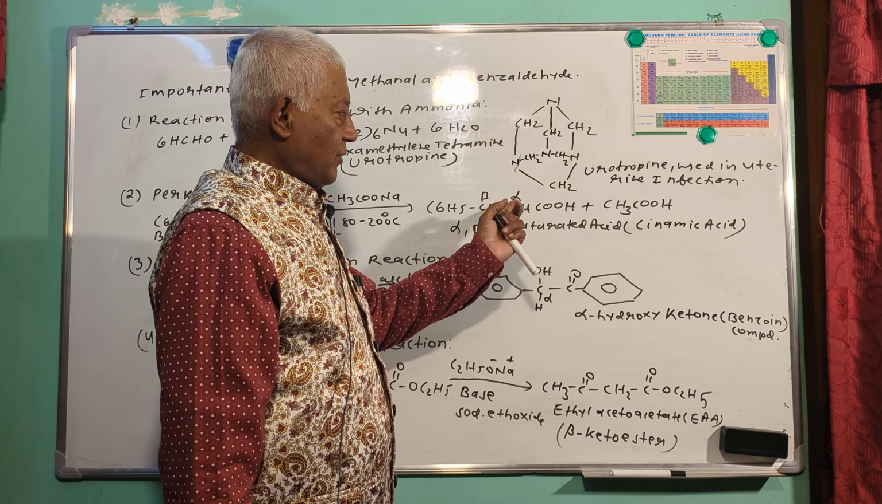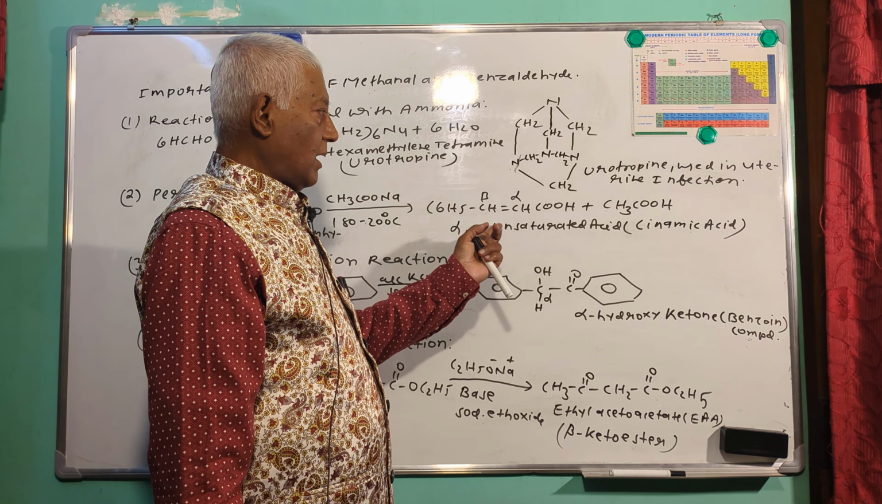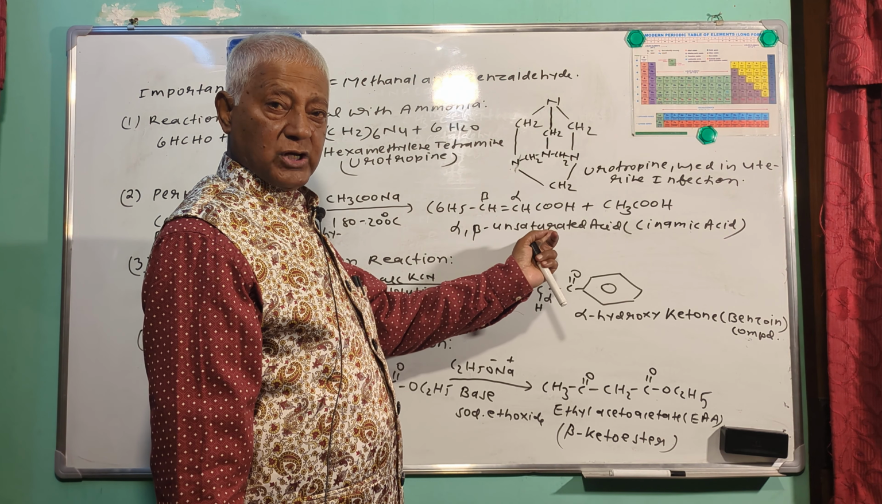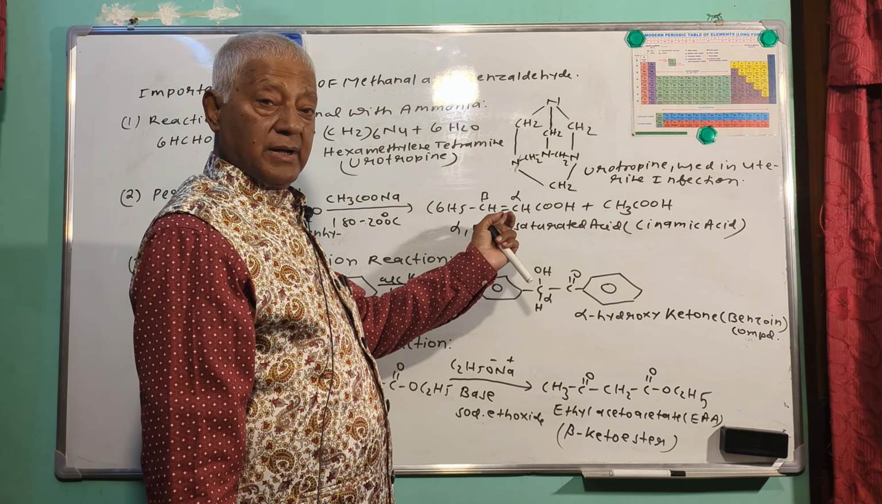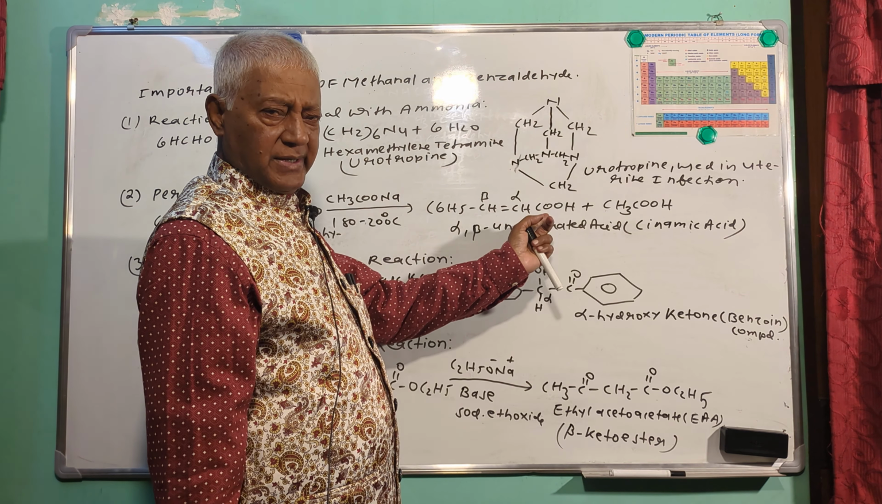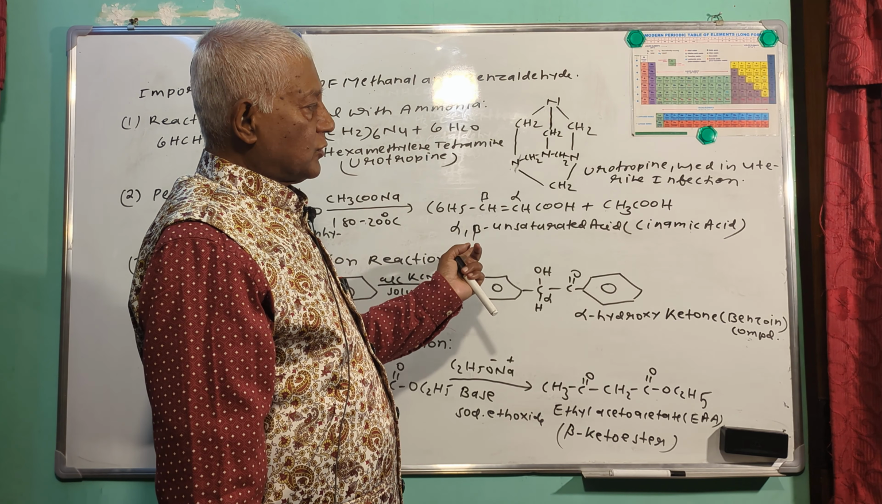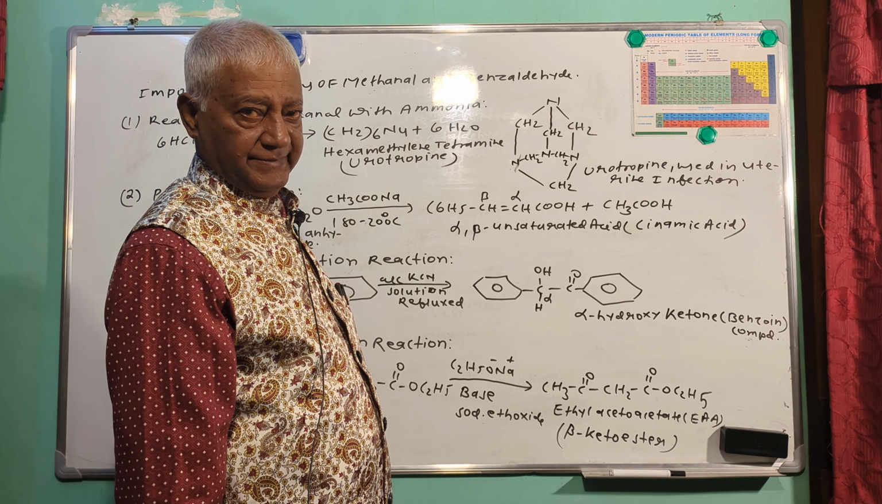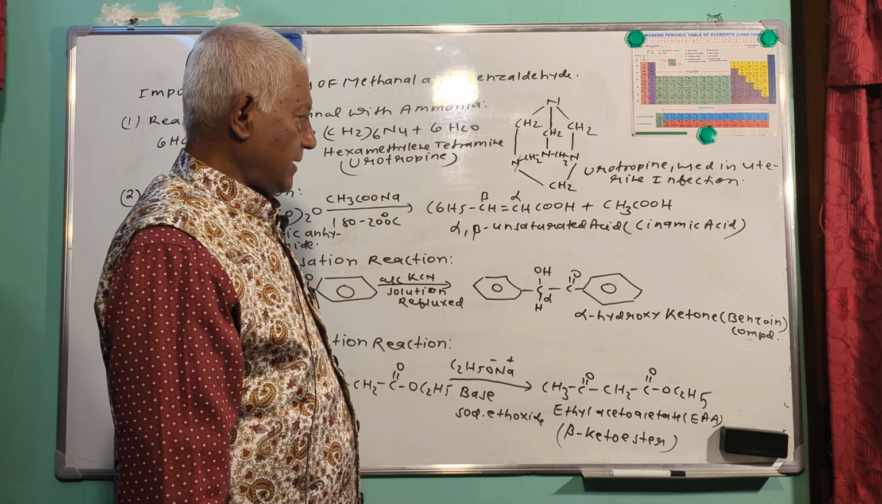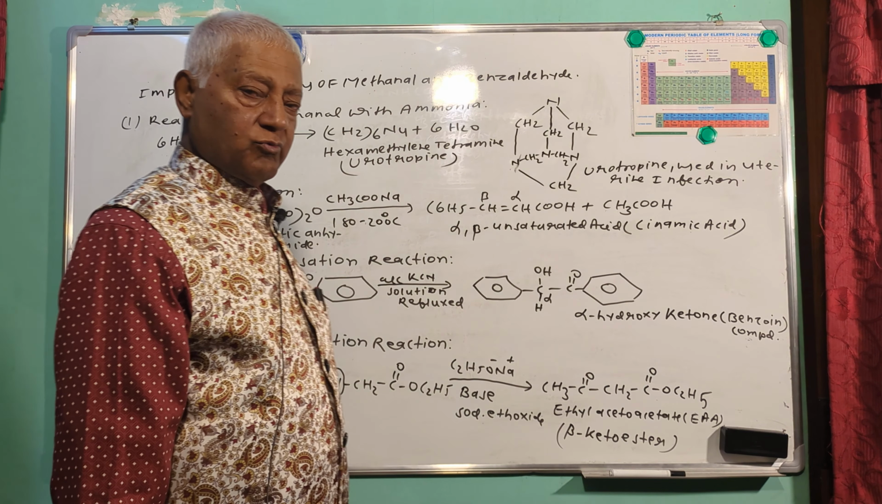So what is the name of this compound? Alpha beta unsaturated. Why is it unsaturated? Because of the carbon double bond. And what is the functional group over here? Acid, you know. The common name is cinnamic acid. Next important reaction.